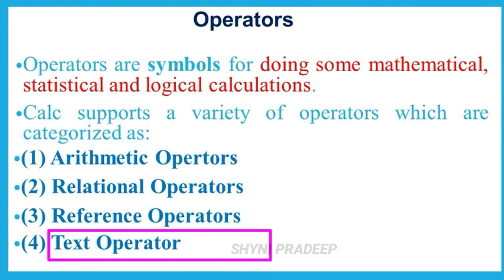Next, text operator. The ampersand operator is called the text operator. It is used to combine two or more texts. Joining two different texts is known as text concatenation. So the ampersand is the text operator.